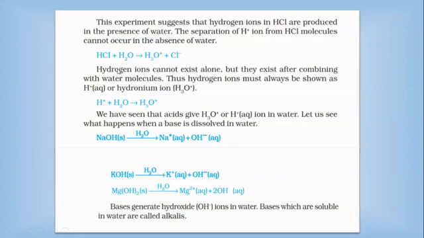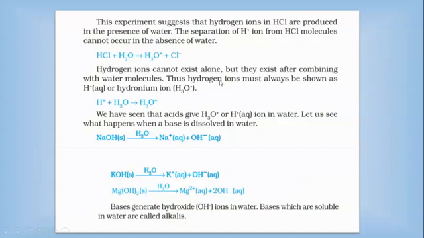So see here we have an equation. HCl reacts with water to give us H3O plus, and the Cl is taken out. This reaction takes place only in the presence of water. If water is not there, how can we take out this hydronium ion? This H3O plus is called the hydronium ion. Hydrogen ions cannot exist alone, but they exist after combining with water molecules. Thus, hydrogen ions must always be shown as H plus or hydronium ion, that is H3O plus.